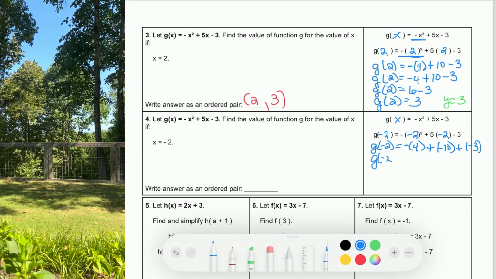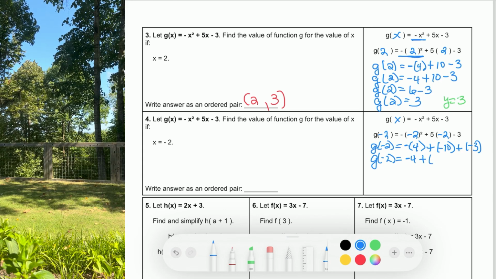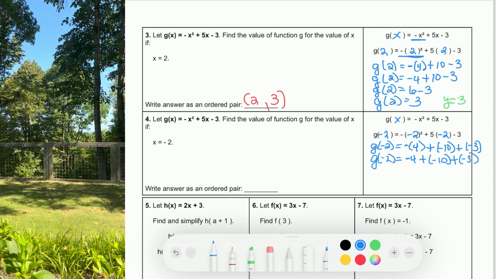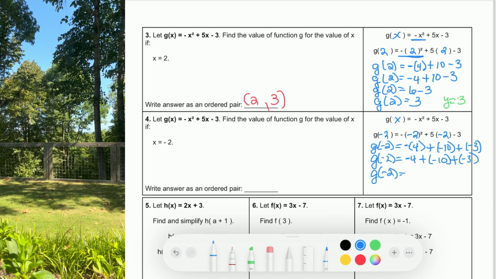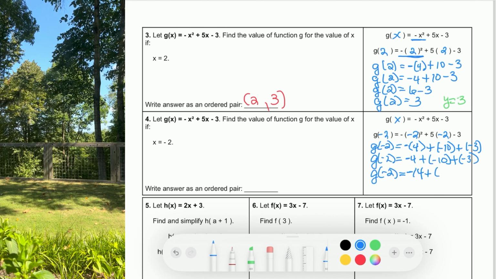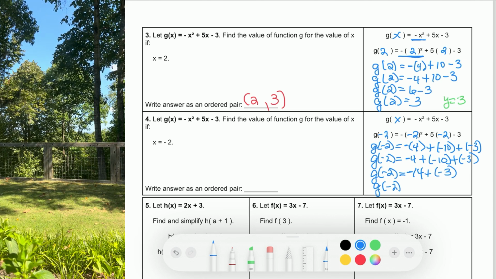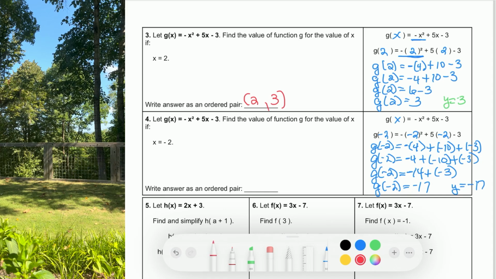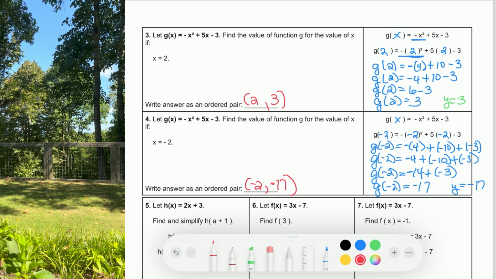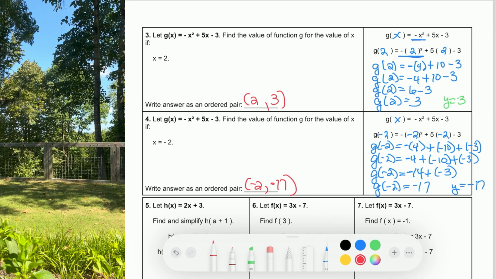So I get g of negative 2 equals negative 4 plus negative 10 plus negative 3. So g of negative 2 equals negative 4 plus negative 10 is negative 14. And I still have my plus negative 3. So g of negative 2 equals negative 17. So our y value is negative 17. Now I'm going to write our ordered pair. If our input is negative 2, if our x value is negative 2, then our output, our result, will be negative 17. So you can see how your input, if it changes, then your output will change. That's why they say the x is the independent and the y is the dependent. The y value is dependent on what we plug in for our x value.